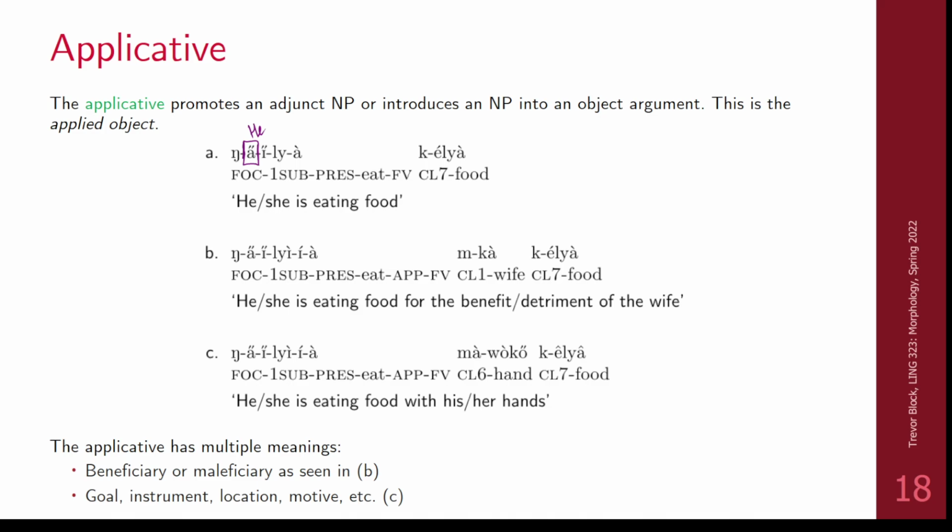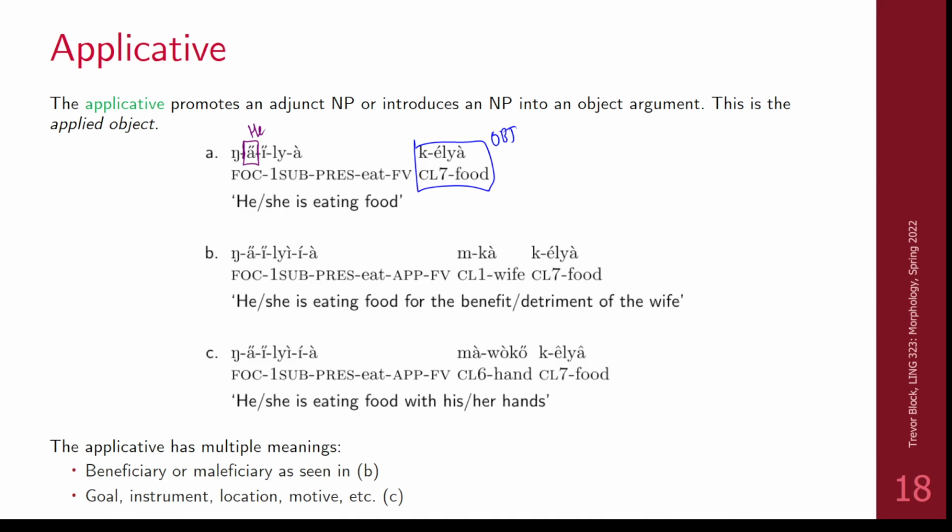Okay, let's just go with this. This is he right now. I'm not quite sure what's up with the marking. We'll say this is he. It's present, it's eating. There's a vowel attached to it for some morphological purpose. And then we have the argument food. And that is our object. The CL7 just means it's part of some class 7.